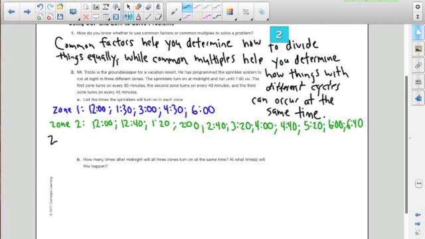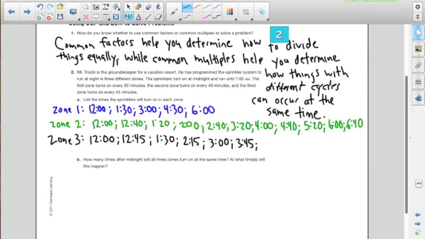All right? And I'm remembering, I'm just going until 7 a.m., or that would be 7 hours. Or if I was doing this in minutes, I would go until I got to 420 minutes, because that would be 7 hours worth of time. So zone 3 goes off every 45 minutes.